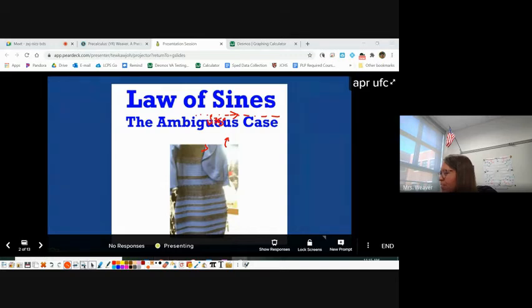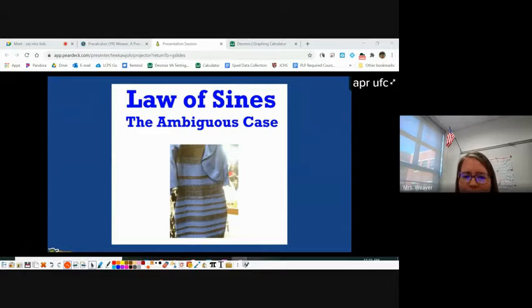We're going to do law of sines, the ambiguous case today. So maybe 5 years ago on the internet, this picture was blowing up because some people saw this picture and saw a white and gold dress like I do, and some people saw a blue and black dress. Do any of y'all see the blue and black dress?